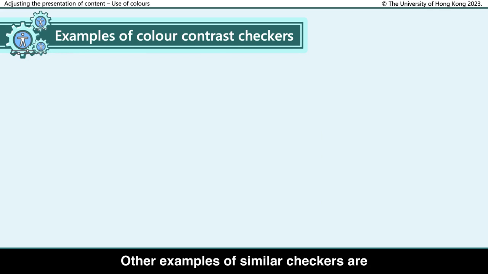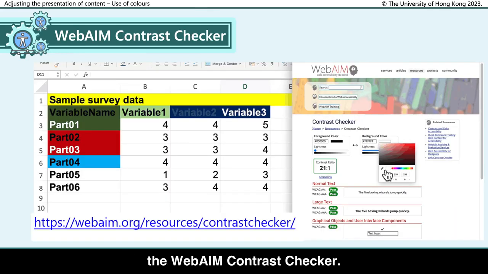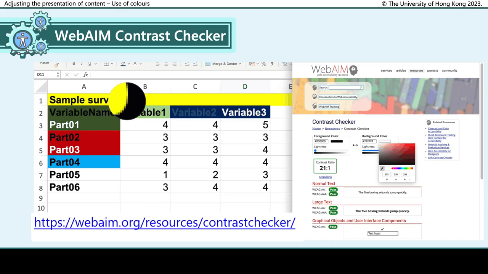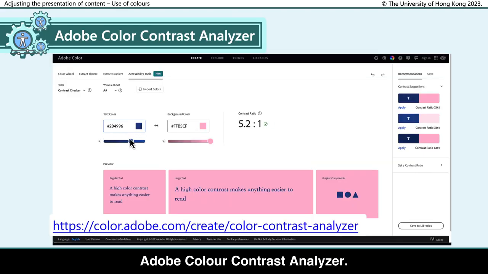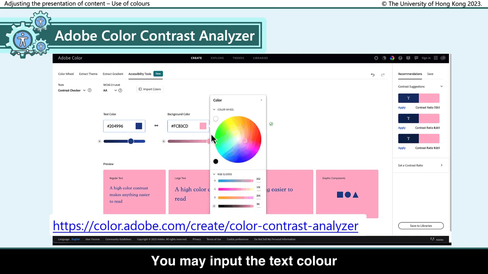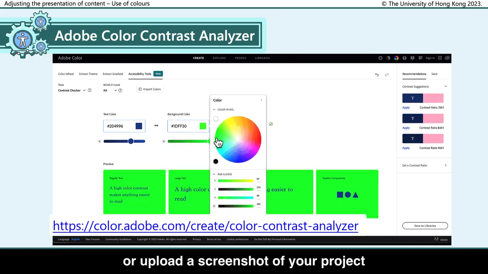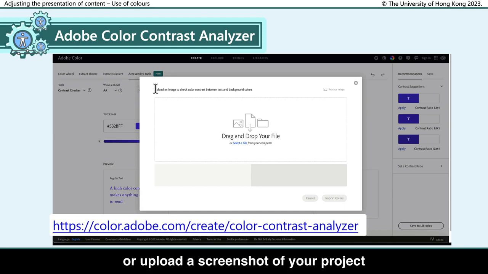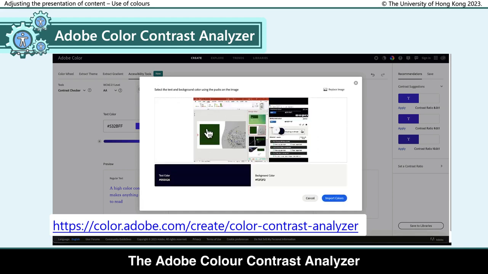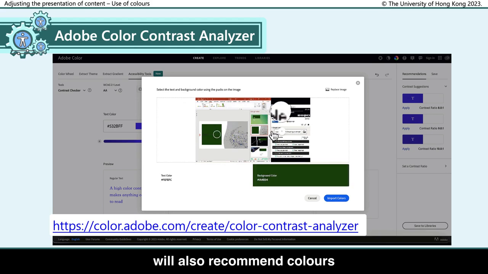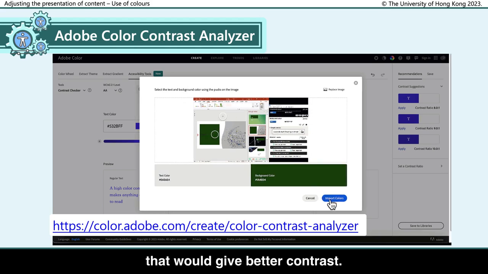Other examples of similar checkers are the WebAIM Contrast Checker, and the Adobe Color Contrast Analyzer. You may input the text color and background color values, or upload a screenshot of your project to pick the colors you want to check for contrast. The Adobe Color Contrast Analyzer will also recommend colors that would give better contrast.